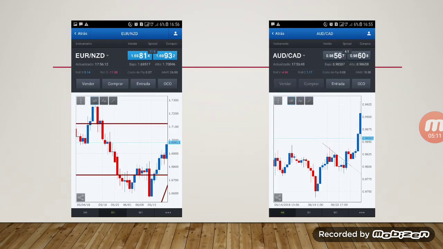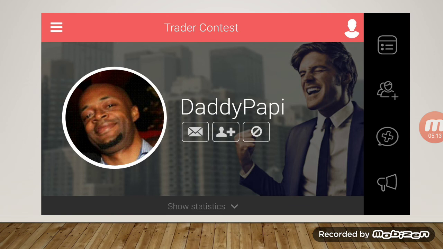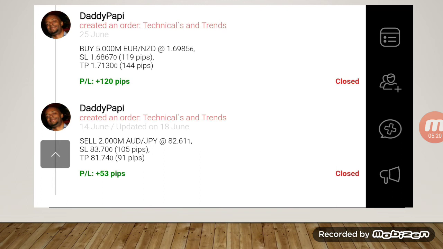So instead of trading this on my live account because of these elements of risk, I traded it in the Dukascopy trading competition, and as you can see here, the trade actually worked out and provided me with a trading gain of 120 pips.